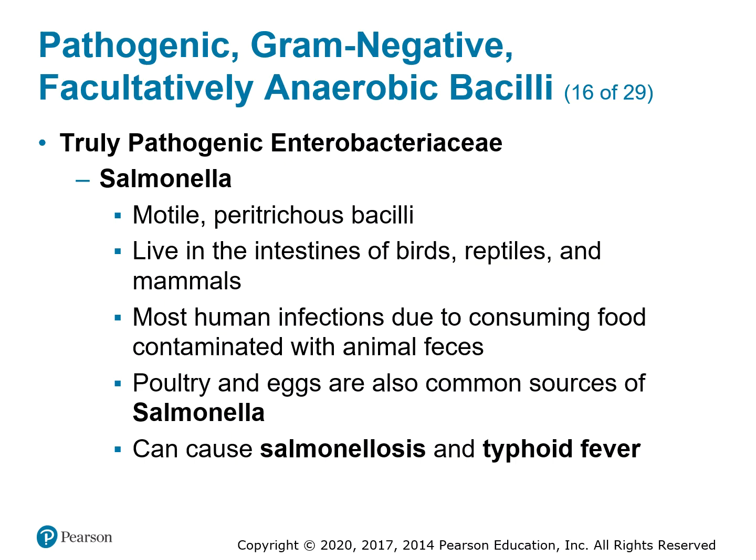Let's talk a little bit about Salmonella. This is a motile, peritrichous bacillus. That means the flagella are arranged all around the outside of the bacilli. They live in the intestines of birds, reptiles, and mammals. Most human infections are due to consuming food that has been contaminated with animal feces. Poultry and eggs are a common source of Salmonella, and they can cause salmonellosis and typhoid fever.